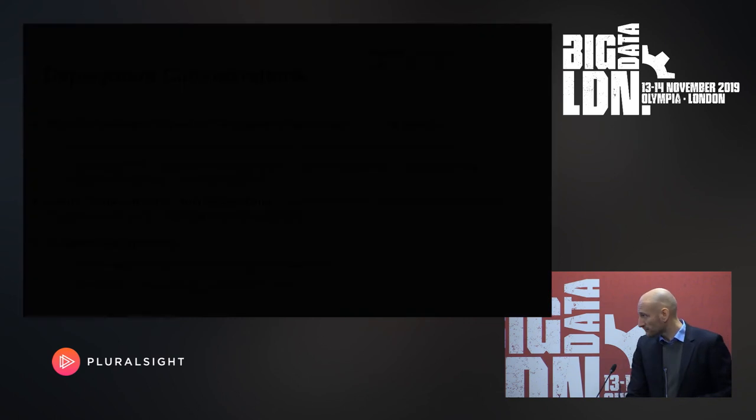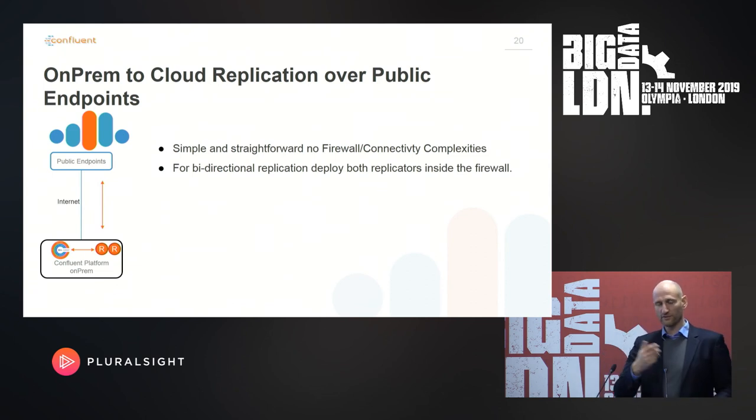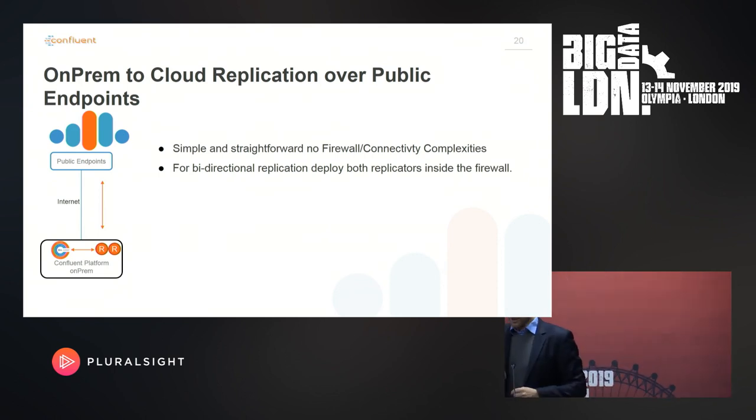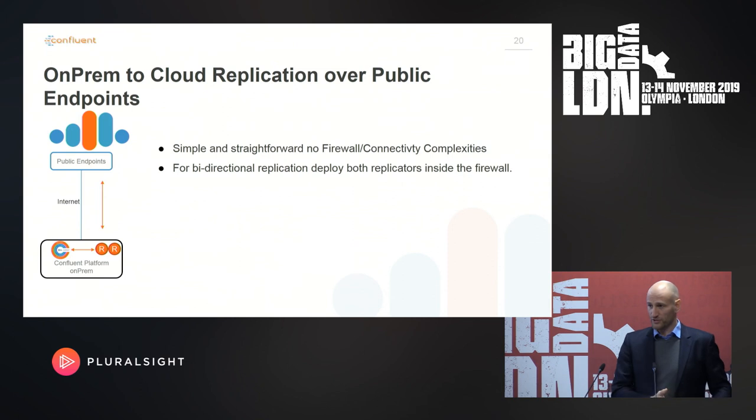So a couple of scenarios here. If I have an environment where I say, OK, I want to replicate my data from the on-prem to the cloud using public endpoints, simple and straightforward. I place my replicator on-prem, get the data from my local Kafka cluster, and I send it up to the cloud. It's an outbound connection, no problems with firewalls at all. If I go bidirectional, I'm going to usually end up deploying the replicator to do the replication from the cloud and back down also inside my firewall on the on-prem, to make sure that I don't violate any security rules or have the need to open firewall rules from the internet all the way into my backend where my cluster lives.